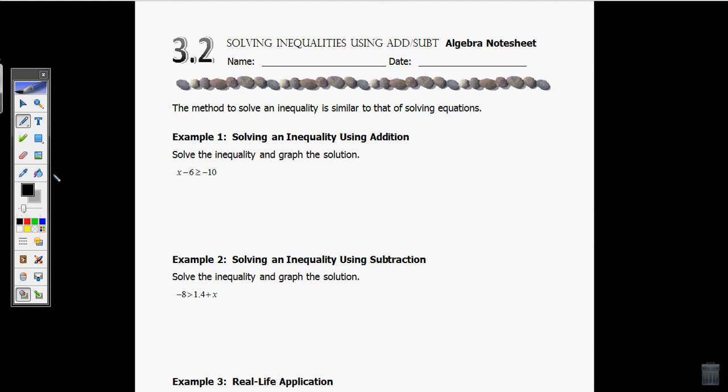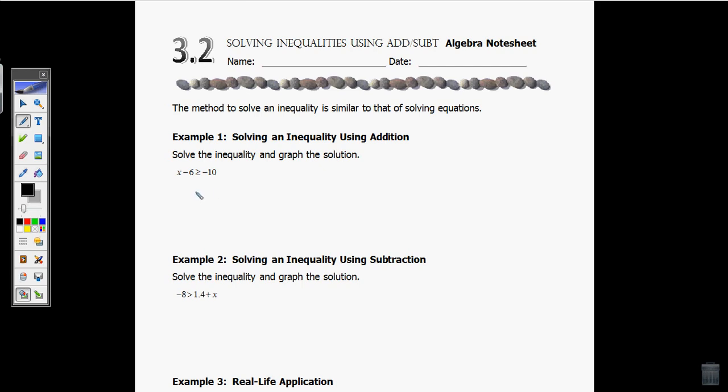And we're back. 3.2, solving inequalities using addition and subtraction. Alrighty, this doesn't need to be any more confusing than simply solving an equation using addition and subtraction. It's basically the same types of rules. We just have to be a little bit more careful with the inequality signs. So let's jump right into it.